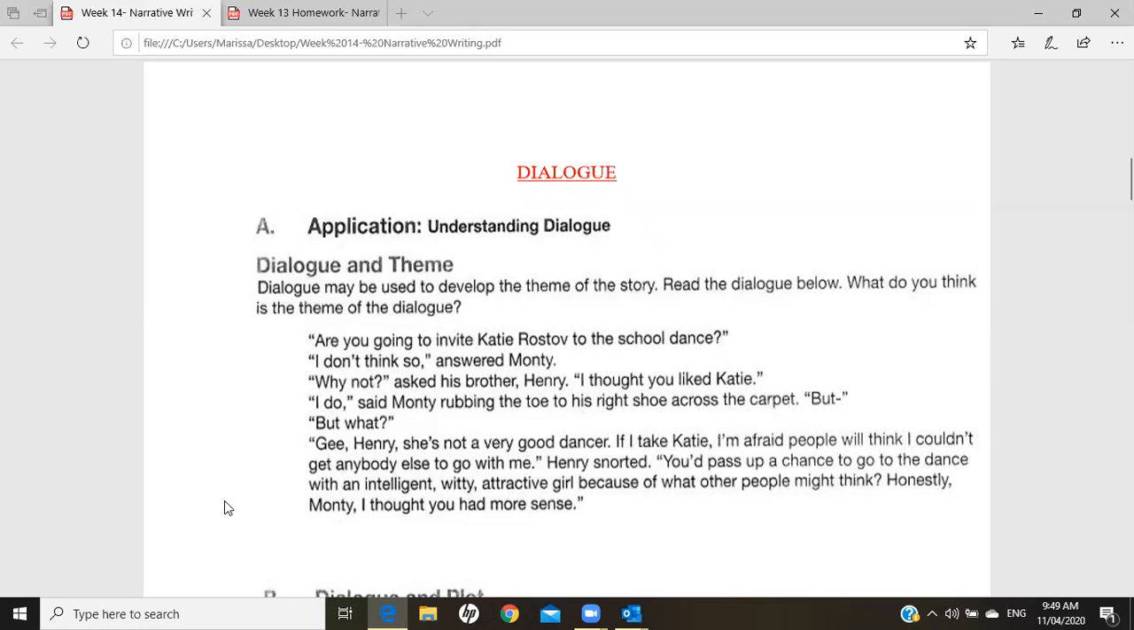So, if you had to tell me a theme that's happening in this dialogue, I know Rihanna says fake love. Rihanna, why did you say fake love? Because he liked the girl, but because she can't dance well, he doesn't want to take her to the dance. That is so fake. Yeah, so he's not really sincere, right? I know Julian said that the theme is peer pressure. And how do you know the theme is peer pressure, Julian?